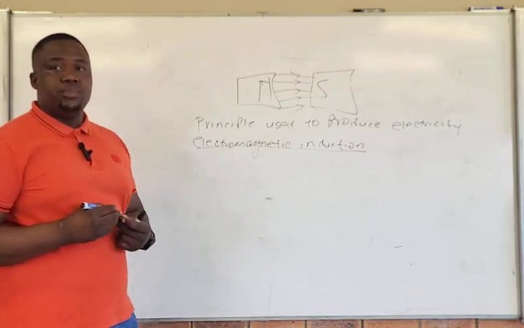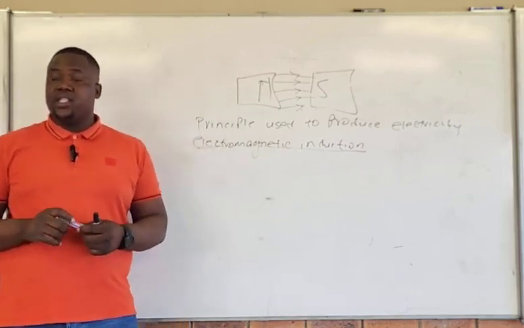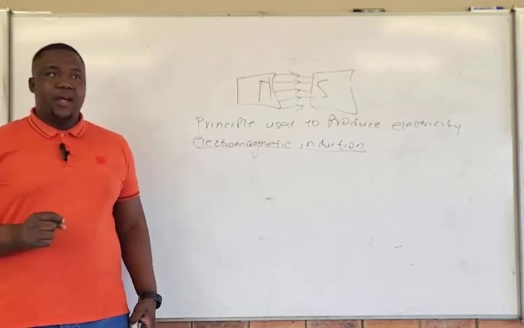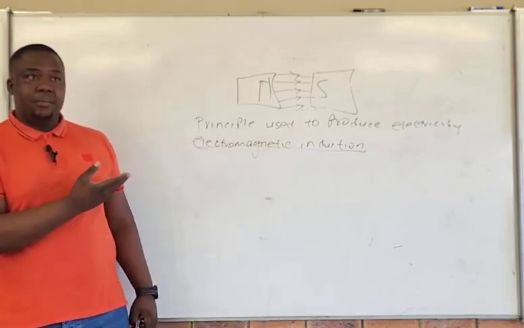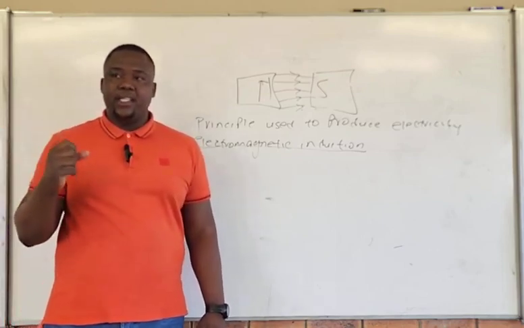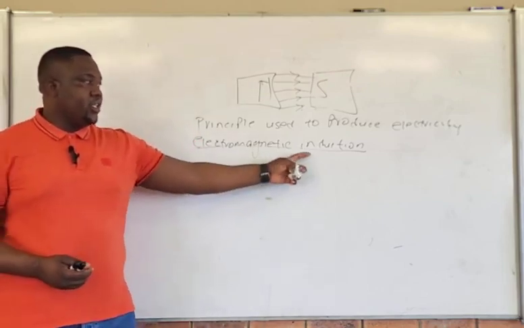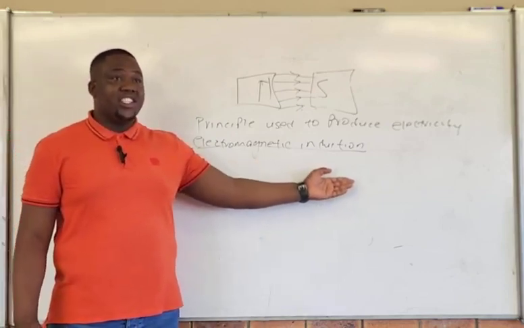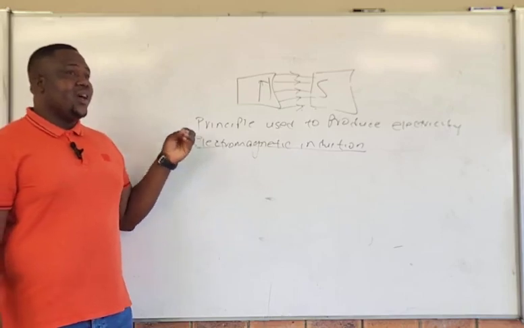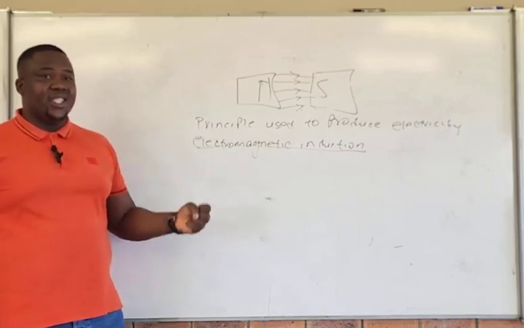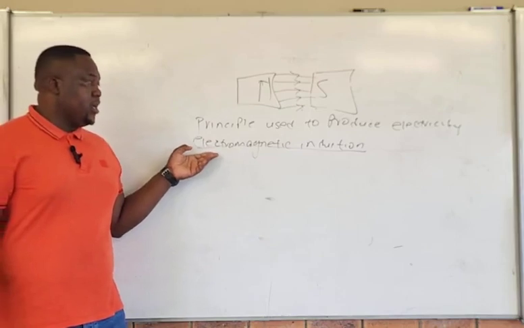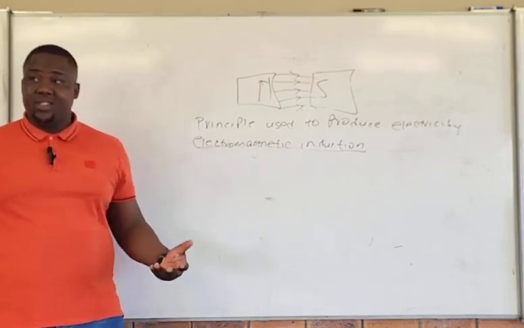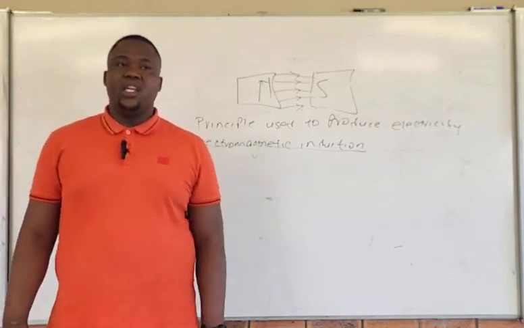They can ask you the principle that is used to produce electricity. So this principle that we use to produce electricity from magnets is called electromagnetic induction. I've already told you that the word induction means to produce. So electromagnetic induction, in simplest terms, is the way of producing electricity from magnets. It's a principle which is used to produce electricity.